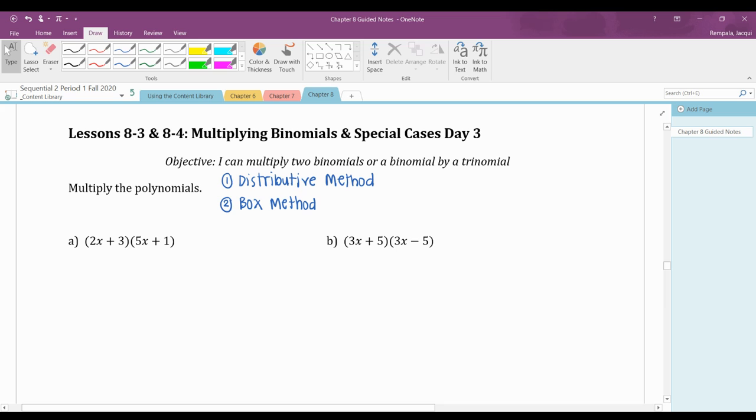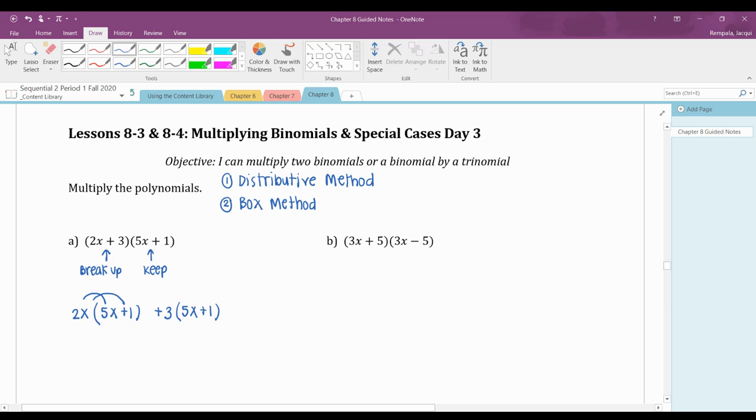I'm going to use the distributive method. So remember, the distributive method means that I'm going to break up the first polynomial and I'm going to be keeping the second one the same. So if I'm breaking up the 2x plus 3, that tells me that I'm going to write 2x first, and then in parentheses, I want to multiply it by what I'm keeping, which is the 5x plus 1. Then I go back to what I've broken up. I have a positive 3, and that also has to get multiplied by what I'm keeping, which is the 5x plus 1.